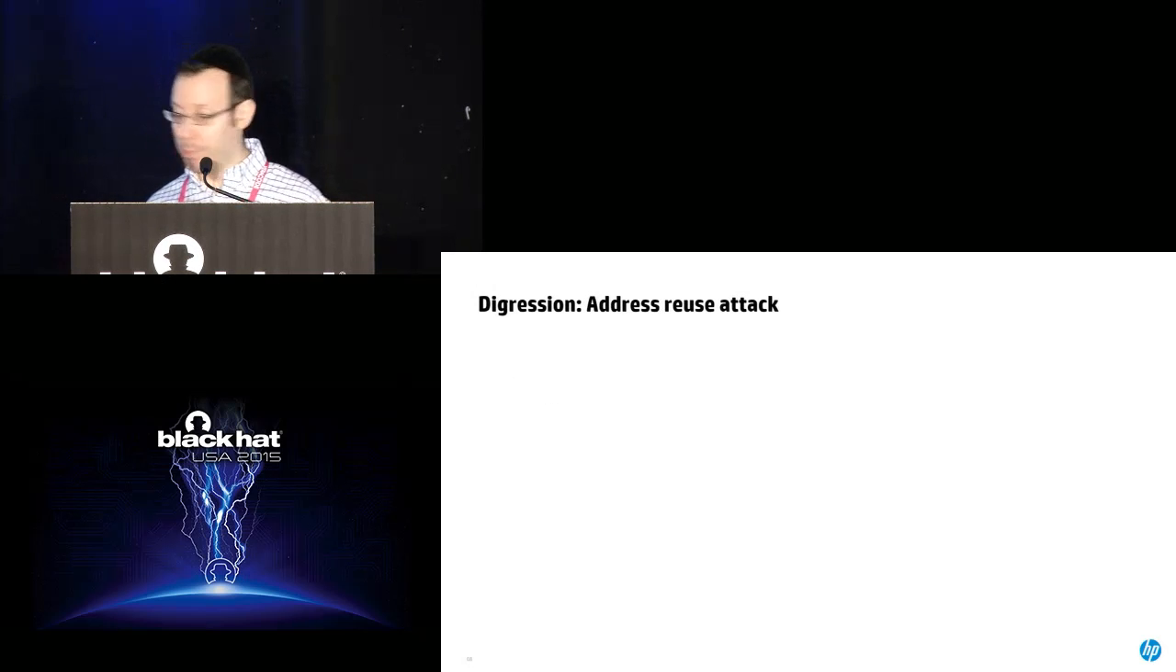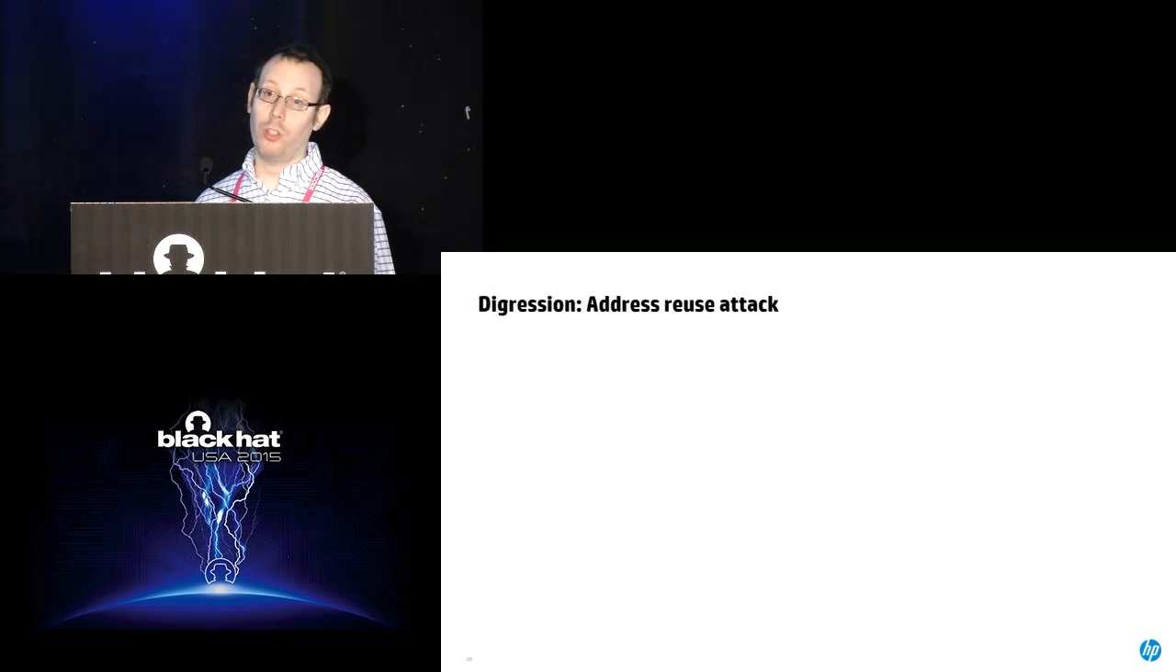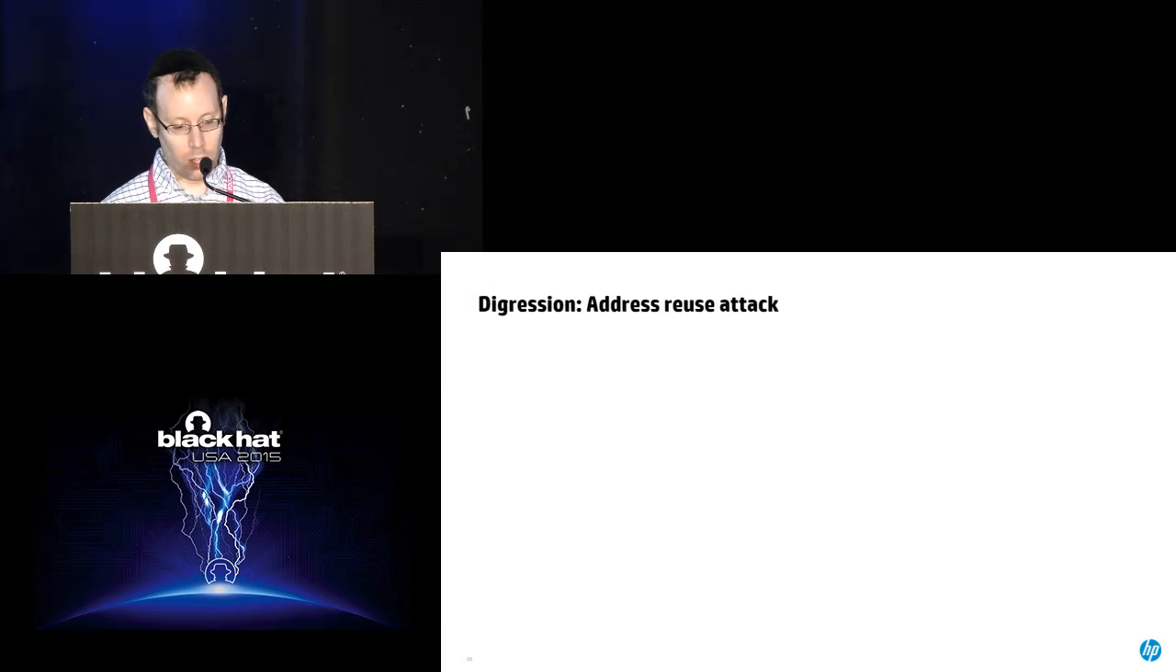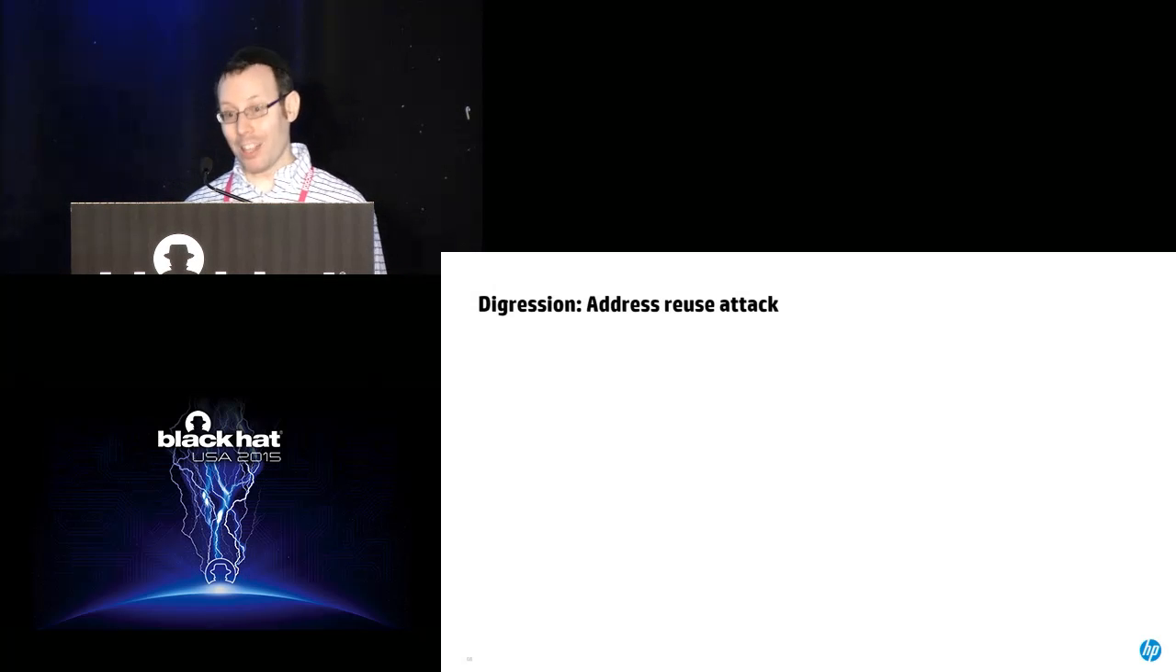Actually, there's another completely separate reason why it's best to leave arrays and buffers on the main process heap, and I'd like to digress a moment to explain why. There's something that doesn't get much attention when IsoHeap is discussed, and that's what could be called an address reuse attack. What's that?